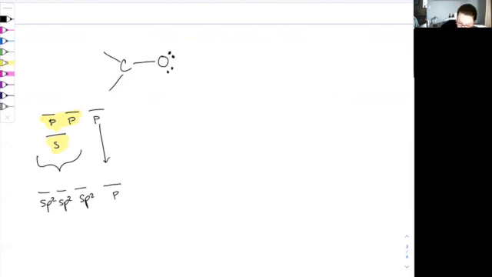And that p orbital is going to be perpendicular to where all these other orbitals are, which I'm not drawing in right now. And it will overlap with the p orbital that's unhybridized on oxygen. And these two will form a bond above and below the plane.